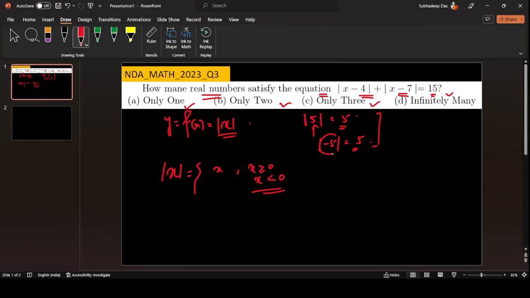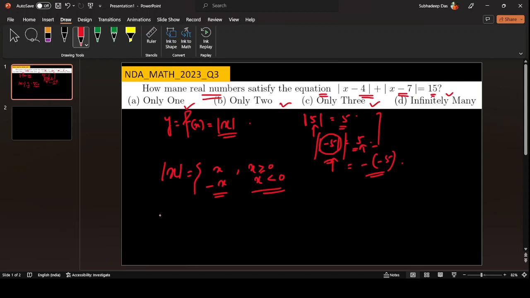what will be the operation? Suppose I give a negative value, it gives us minus of that negative value to give us the positive one. So |x| = −x if x < 0. Okay, so these are the basic definitions of |x|. Now we are going to find the solution.